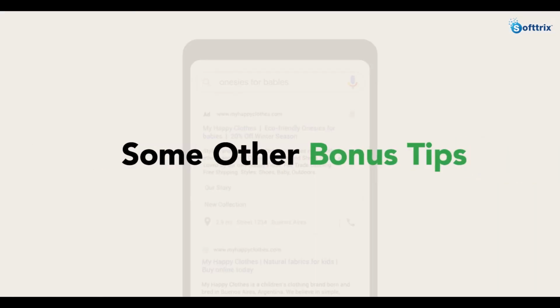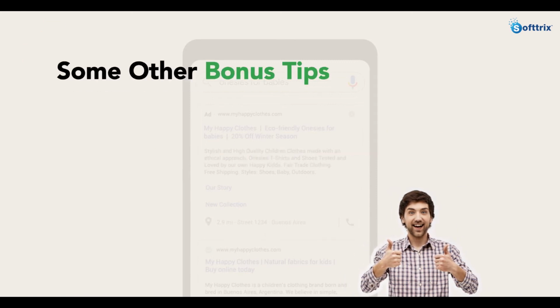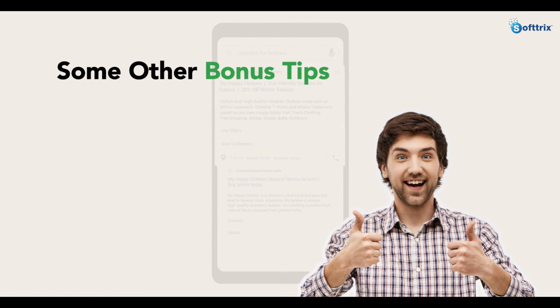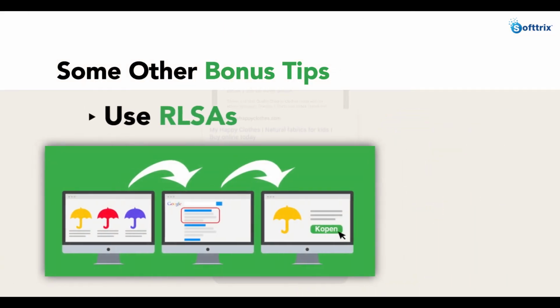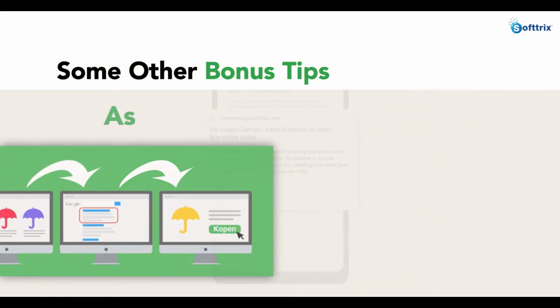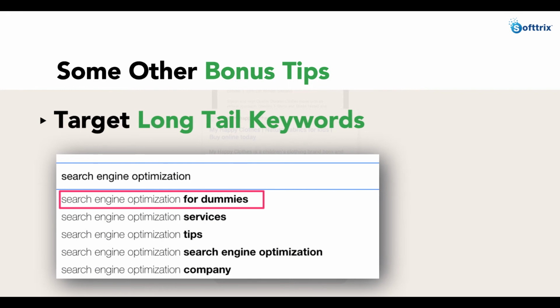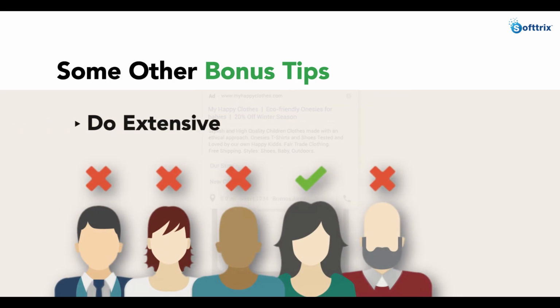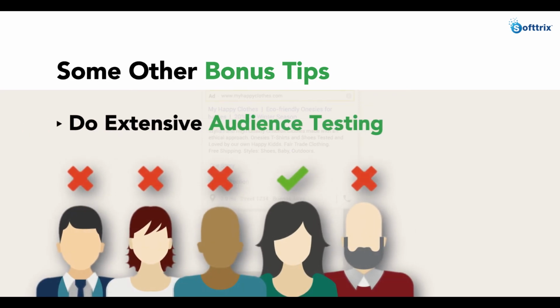A couple of other bonus tips which have nothing to do with copywriting but would be more effective if you can include would be to use RLSAs, target long tail keywords, always add negative keywords to avoid, and do extensive audience testing for your ads. Hope these tips around ad copywriting make you a better marketer.